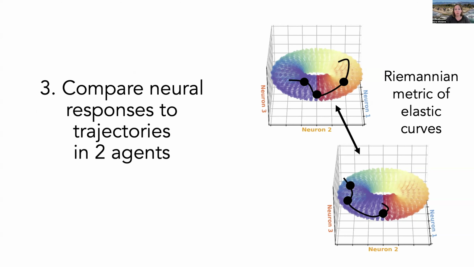Next, we may want to compute neural responses through time. We may want to compute trajectories on these neural manifolds in two agents. And in that case, we could use the Riemannian metric of elastic curves.